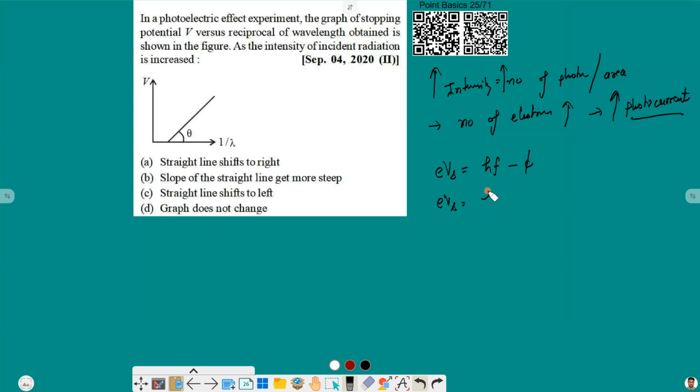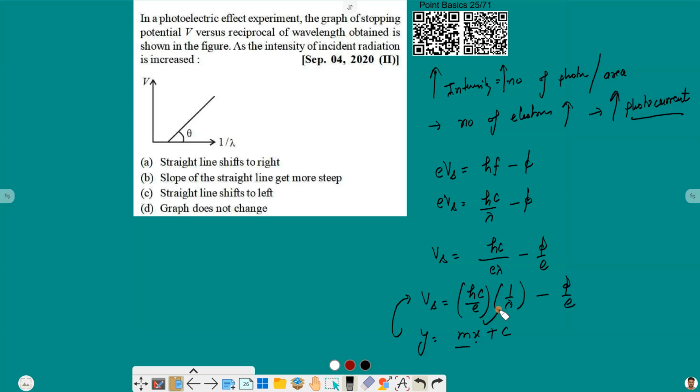Now this can be written as hc by lambda minus phi. So now if I compare, and it is a Vs graph, let us write that Vs is equal to hc by e lambda minus phi by e. This can be further written as Vs is equal to hc by e into 1 by lambda minus phi by e. Now this is a straight line equation, y is equal to mx plus c, where y is stopping potential, slope is hc by e, x is 1 by lambda, and constant is phi by e.